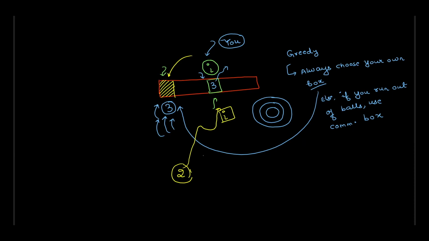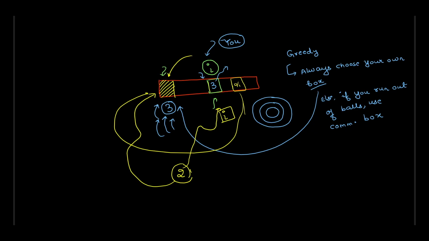And the second thing is, if you are touching the community box first, then you are making it very difficult for other people who have very minimal balls in their boxes. So suppose this person has 0 balls or 1 ball and so on, you are making it very difficult for this person to get all their deficit from this box. So that's why you have to clear your own balls first in a greedy manner, and only then use the community box.